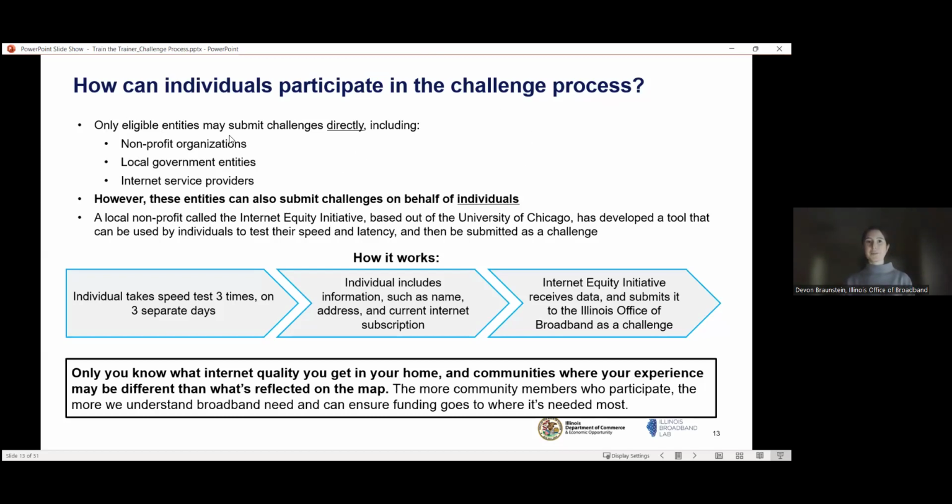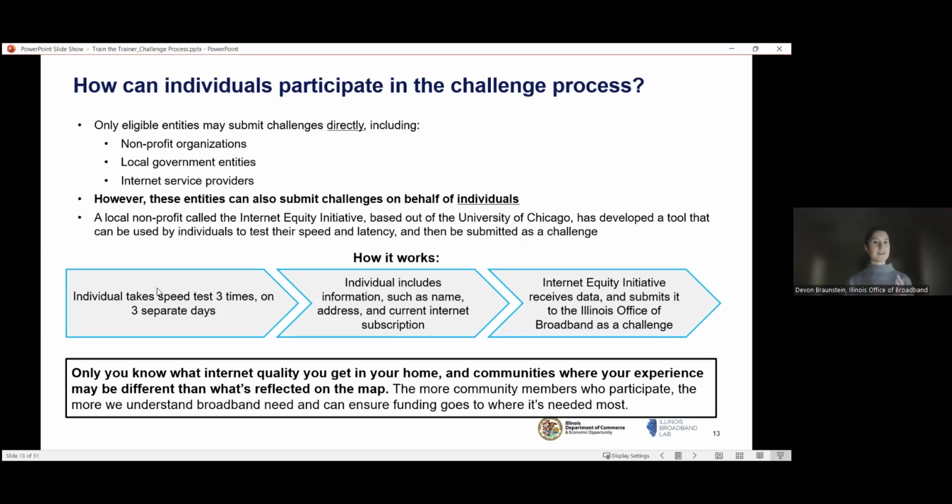So while only eligible entities can submit challenges directly, and this is, like I said, nonprofits, internet service providers, local governments, these organizations can submit challenges on behalf of individuals. So a local nonprofit here has helped to make this process much easier. The Internet Equity Initiative, based out of the University of Chicago, has developed an online tool that can be used by individuals to test their speed and latency. And then if those individuals would like, they can submit their information. And if they follow the rules that I'll walk through in a minute, all of that can be submitted as a challenge to contribute to that broadband map.